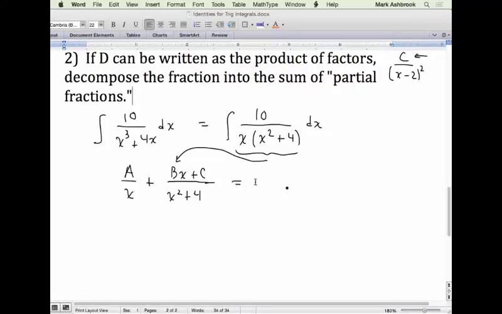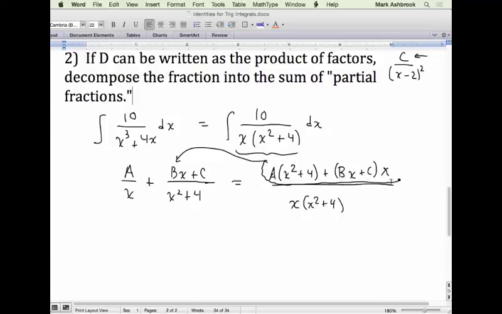Okay, ready? Here we go. So the common denominator is x times x squared plus 4. Adding the fractions, top and bottom, A will be multiplied by x squared plus 4. This one will be Bx plus C times, what do we need top and bottom here? x. So here's our numerator. And that has to be equal to what? We need A, B, and C so that whole thing equals 10.